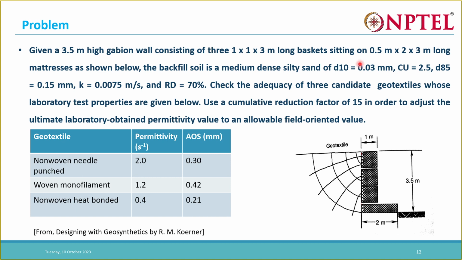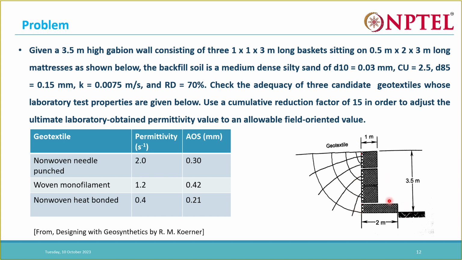The properties of the soil are given: D10 size, coefficient of uniformity, D85, the permeability, the relative density, all the properties of the soil are given. We have to check the adequacy of three candidate geotextiles given here. The cumulative reduction factor is also given.